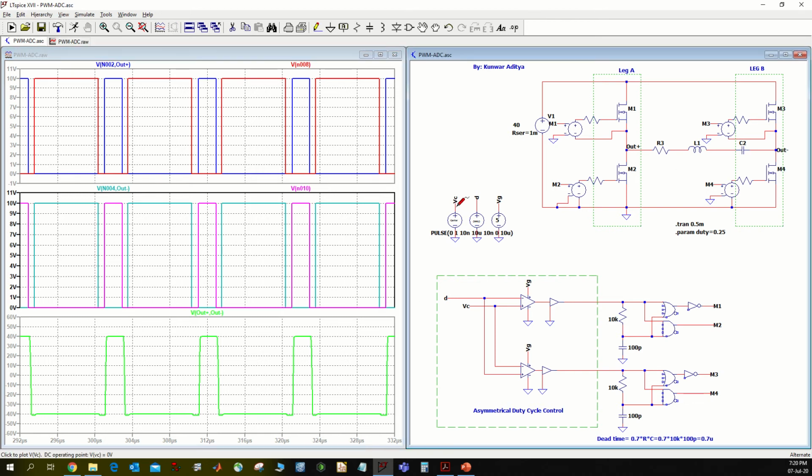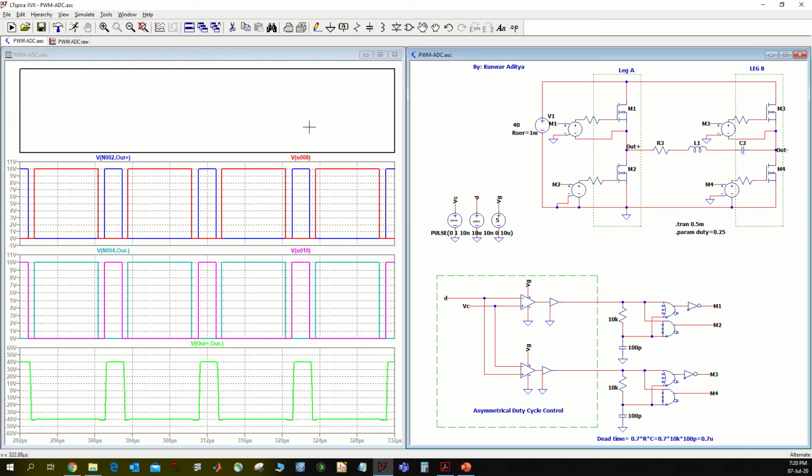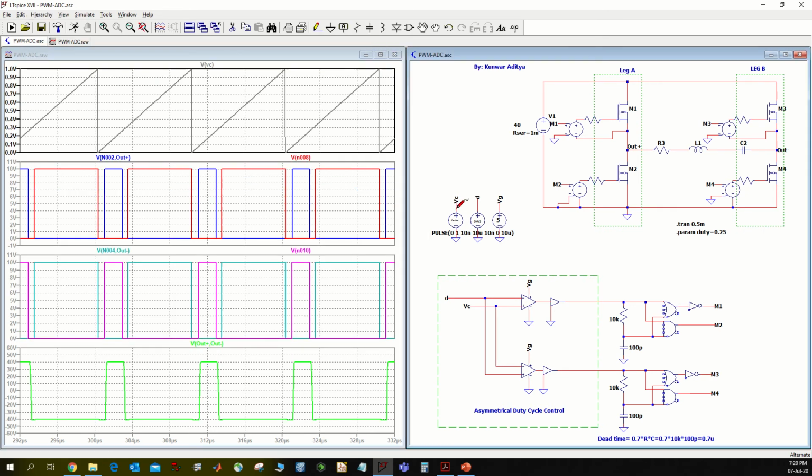VC is my carrier wave. Let me just put another plot window here. So this is my ramp signal, and D is the duty cycle. I'm generating these two pulses and feeding them into this network here, which mainly consists of two comparators, and that's it. That's all you need to generate the logic for controlling this inverter using asymmetrical duty cycle control.